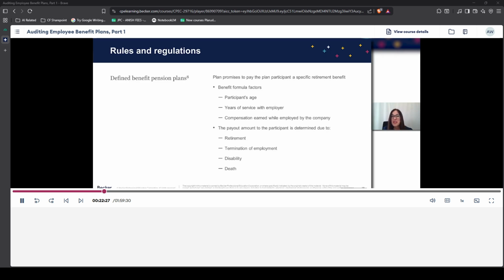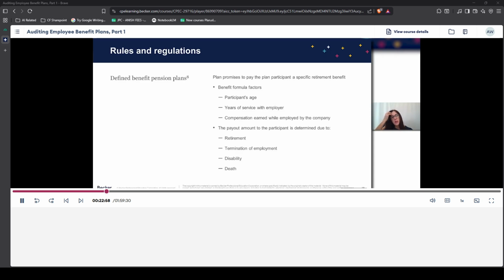They're still subject to the same audit and reporting requirements, though, even if they are frozen. So we do still have some DB plans out there that are still subject to the audit and reporting requirements. With your defined benefit plans, you're also going to have an actuary that's associated with that plan, and the actuary is going to be the one that performs the calculations in regards to the APB and the changes in the APB, which we'll talk about in a little more detail here in just a moment.